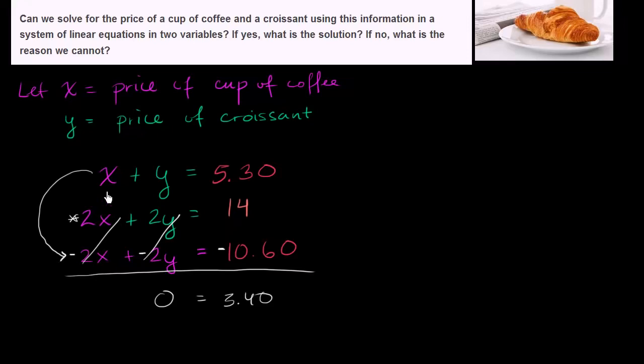And there's no x and y that you can think of. There's no magical x and y that can all of a sudden make 0 equal 3.40. So there is no solution, and the only explanation over here is that the local was charged a cheaper rate.